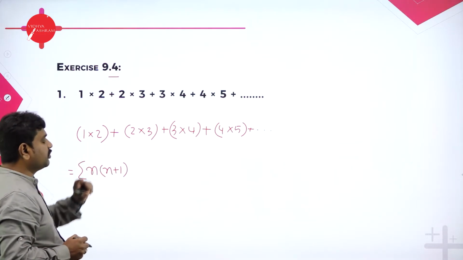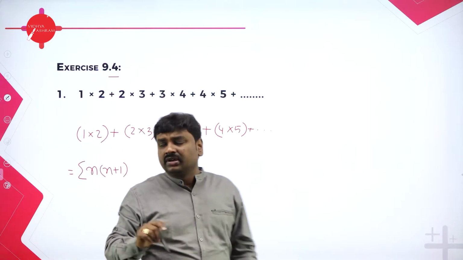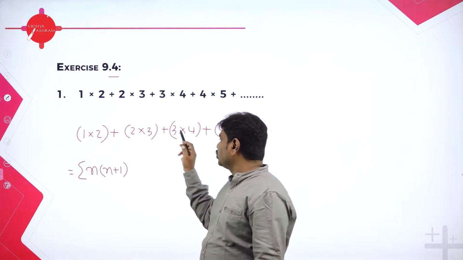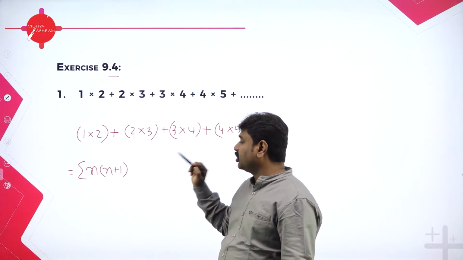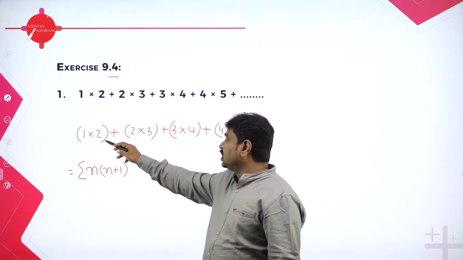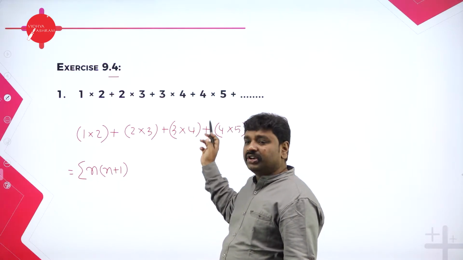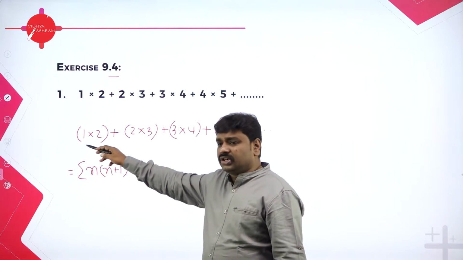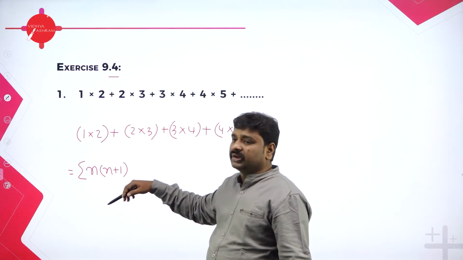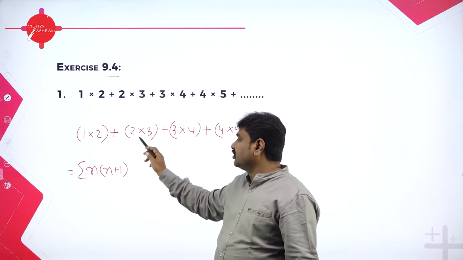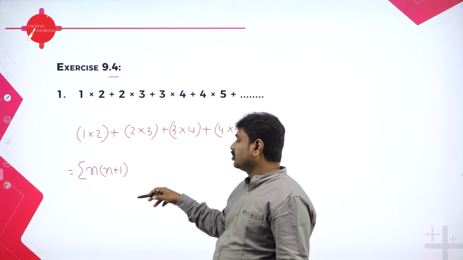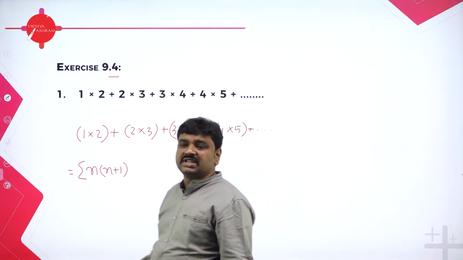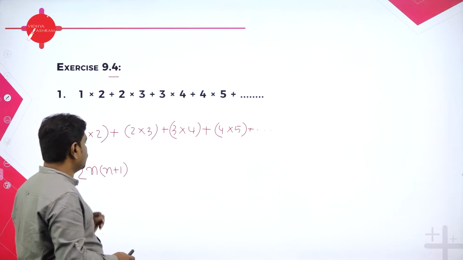So the given problem can be written like this. Otherwise, see here, all the first terms 1, 2, 3 are in AP. A plus n minus 1 into d, if you do, you will get n. Second terms: 2 plus n minus 1 into d, you will get the second term. Or you can see 1, 2, this is n, this is n plus 1. Like that it goes on. See, this is n plus 1, n plus 2. So the given series can be compressed as n into n plus 1.